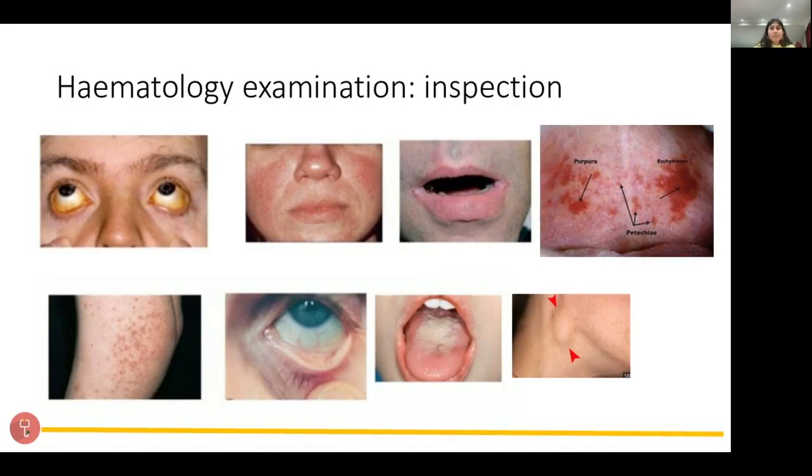Now, just some things to look out for in an examination of a hematological patient, I guess. We'll go through some of these things. I don't know if you guys can see my cursor, but if we just start with the image on the top left-hand corner, the one of the eyes, any ideas what the main finding is here? If you just put it in the chat again, or feel free to shout out as well.